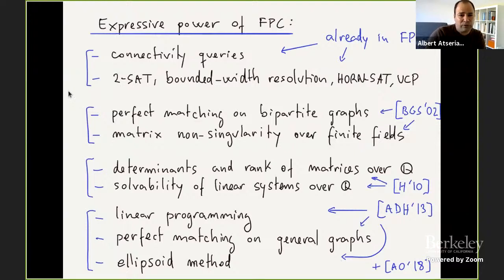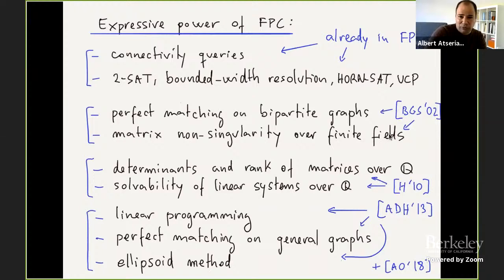For example, here is a list of things that you can do with fixed point logic with counting. You can do connectivity queries. This you can already do in fixed point logic. You can do 2-SAT. You can decide the satisfiability of a 2-CNF formula. You can decide whether a CNF formula has a bounded width resolution refutation for some fixed width. You can do Horn-SAT. You can execute unit clause propagation, which is essentially the same as Horn-SAT satisfiability. So these are things you can already do with fixed point.